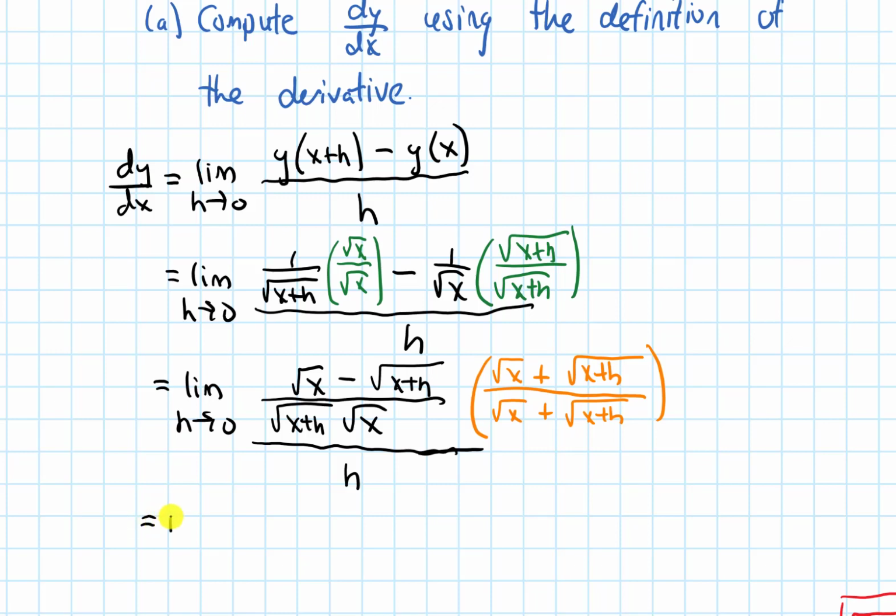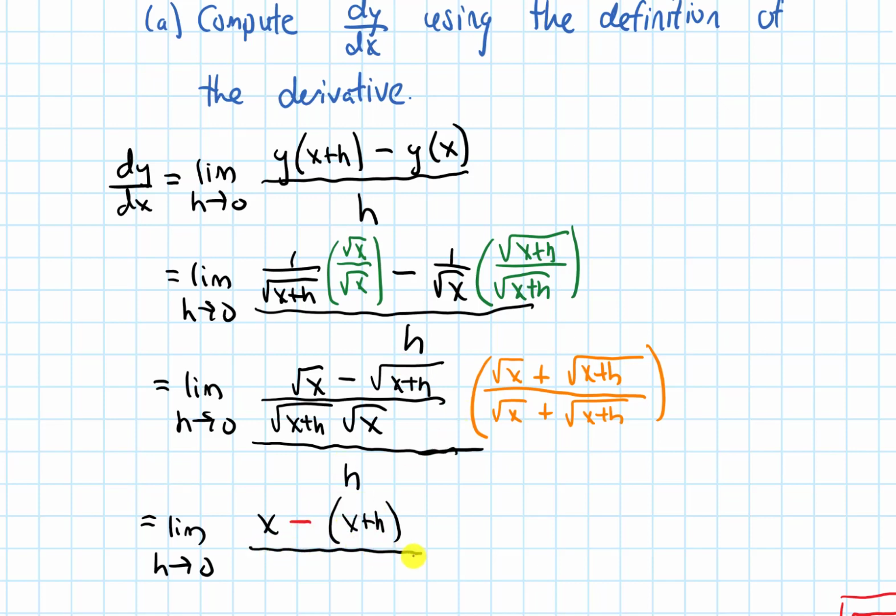So this will give us the limit as h approaches 0. And now on the top of this, when I multiply out, I'll get x. That's root x squared. And then I'll get minus the second term squared. That'll get rid of this other root. I have to make sure I put parentheses around x plus h, so I don't forget to distribute this negative sign to the stuff that comes after.